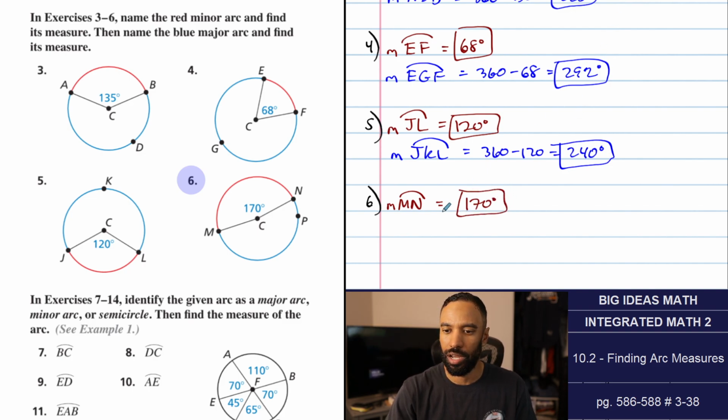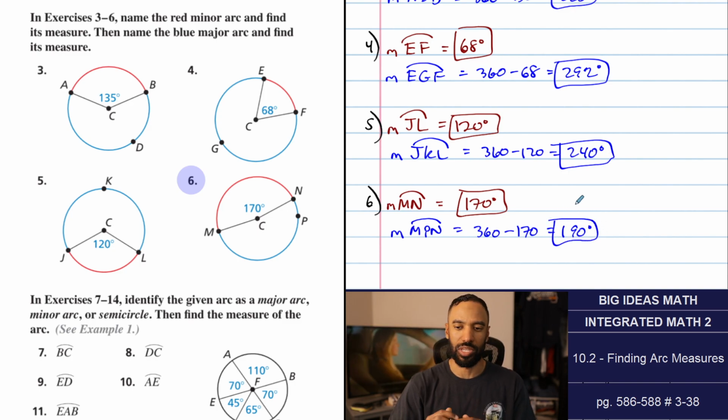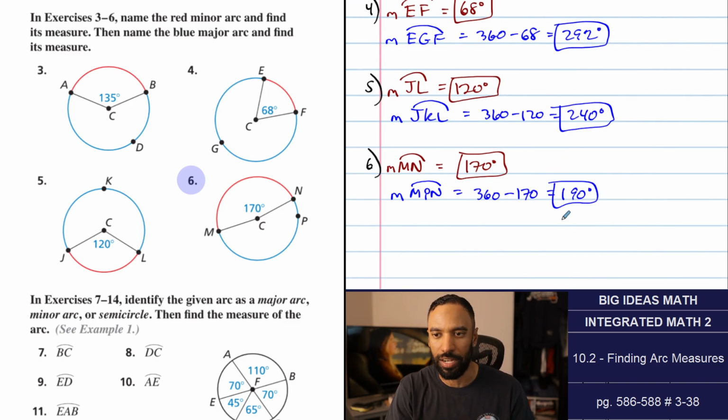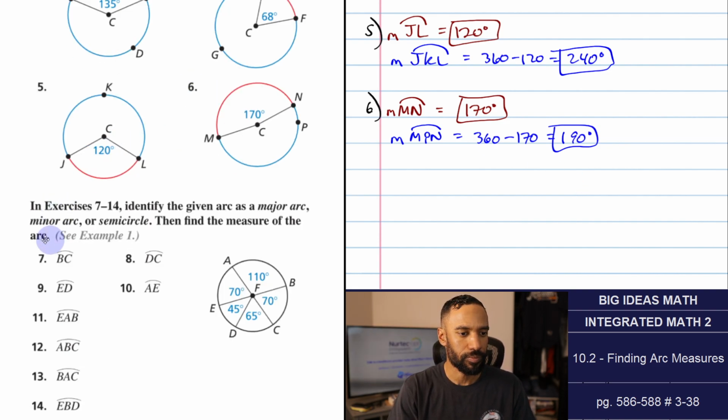And then the measure of the other arc, MPN, and yes, you do have to use that letter in the middle. Measure of arc MPN is 360 minus 170, which is 190 degrees. So each one had the exact same process, subtracting from 360 to find the major arc, and that's the one that they define. It doesn't look like they'll name convex angles for us, and I wouldn't expect them to.